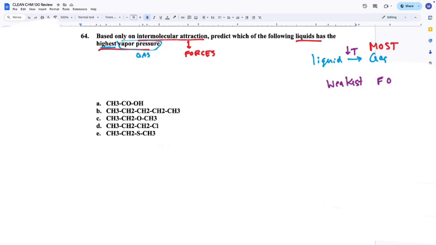The weakest force, according to our rainbow, is our London dispersion force. But when we go through and look at our answer choices, none of them show the forces. So it's not just knowing the force. I also have to know where the force comes from. So I'm not looking for London dispersion. I'm looking for, someone was saying it, nonpolar covalent. Nonpolar covalent bonds.